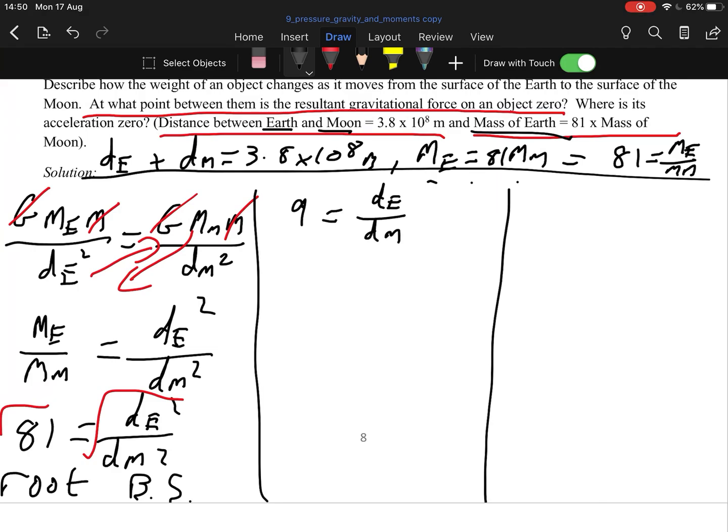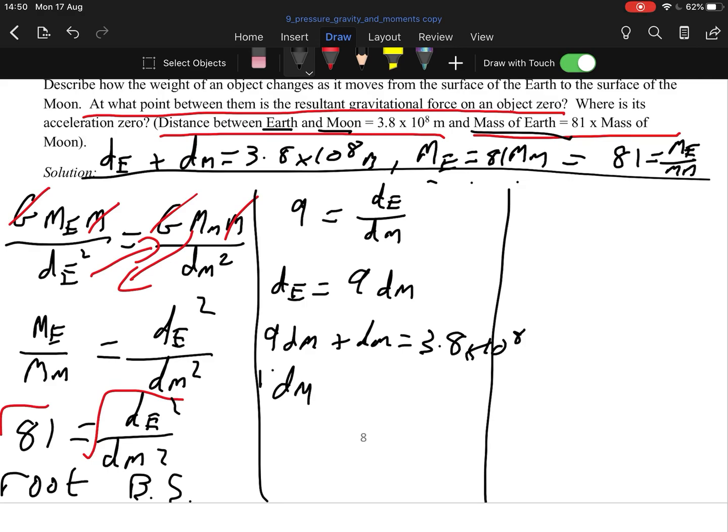Do you see where I'm going to go with this? So the distance of the Earth is equal to 9 times the distance of the Moon. You see? So therefore, we set up here, distance of the Earth plus distance of the Moon is equal to 3.8 by 10 to the 8. So therefore, 9 times the distance of the moon plus the distance of the moon equals 3.8 by 10 to the 8. So therefore, distance of the moon, that's going to be 10.